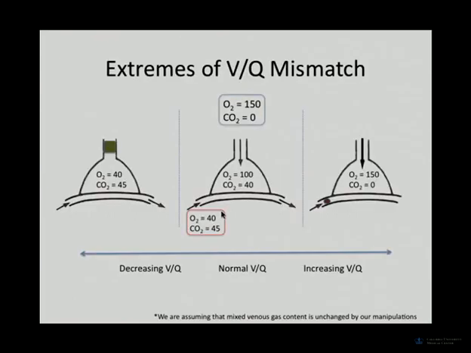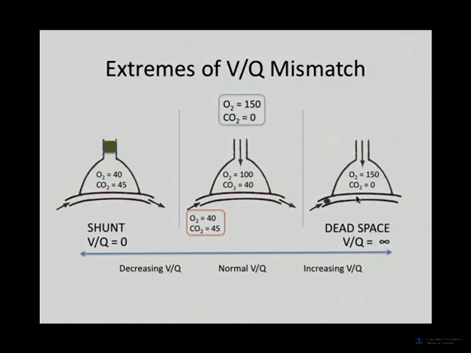Okay, so let's go back to those extremes of VQ mismatch. So here is a lung unit that is not getting any ventilation at all. VQ is 0. Here is basically a lung unit that is getting ventilation but 0 perfusion. VQ is infinity. And we already said this is essentially dead space. And this is a scenario that we call shunt. Now we talked at the very beginning that there can be shunt bypassing the pulmonary circulation through cardiac or larger vessels. But here we're talking specifically shunt at the alveolar level.